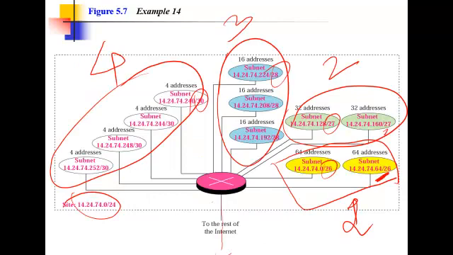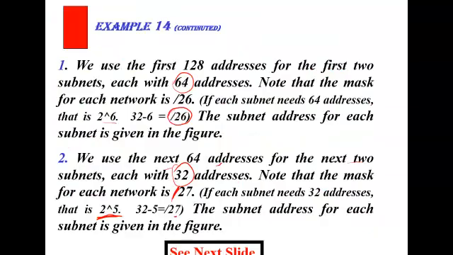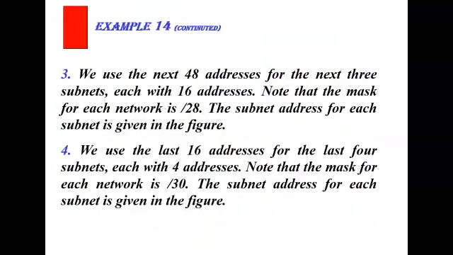Now you can see in the diagram 27, right? Similarly, we use the next 48 addresses, 16 addresses each. 16 means 2 to the power 4. 32 minus 4, 28. Now the last 16, 4 addresses each. 4 means 2 to the power 2. So 32 minus 2, 30. So the subnet mask will be 30.